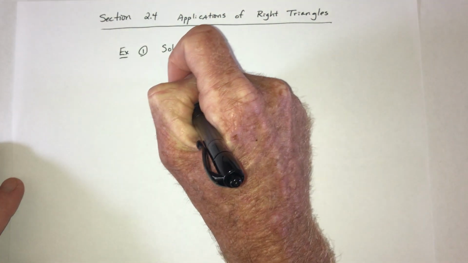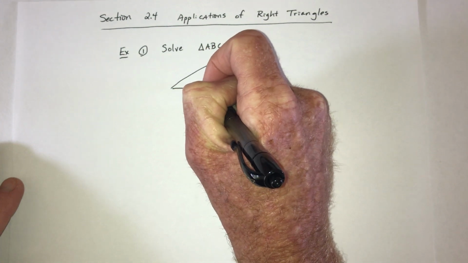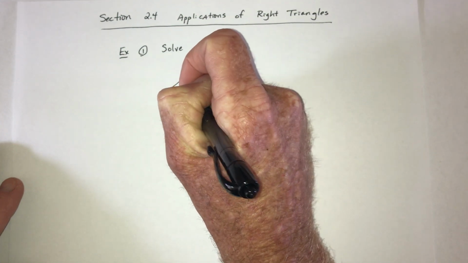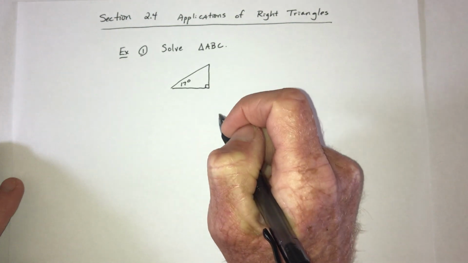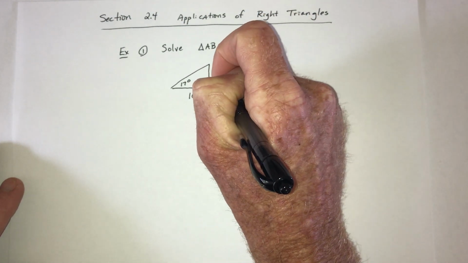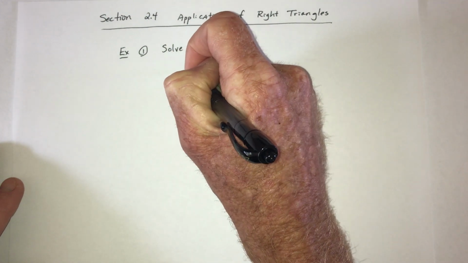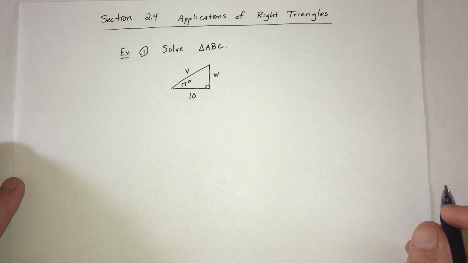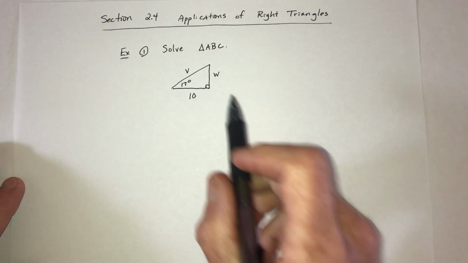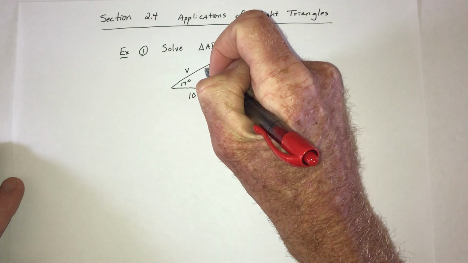So for this one, let's say that the triangle was a right triangle, and this is 17 degrees. This side is 10. This side is W, and this side is V. So solve for V, solve for W, and also find this missing angle. Well, that missing angle is actually the easiest part. I'm just going to do that right now.